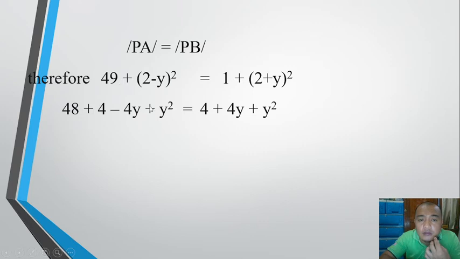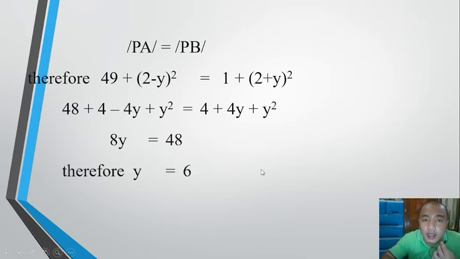So, we have 49 minus 1 is 48, plus 4 minus 4y plus y squared. (2 plus y) quantity squared is 4 plus 4y plus y squared. Pwede na natin cancel yung y squared. So negative 4y minus 4y is negative 8y. Dito naman 4 minus 4 is 0. So nag-remain yung 48. So 8y is equal to 48. Divide both sides by 8. Therefore, the value of y is equal to 6.